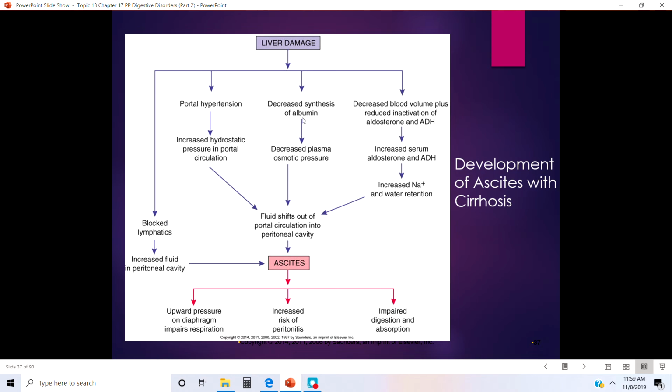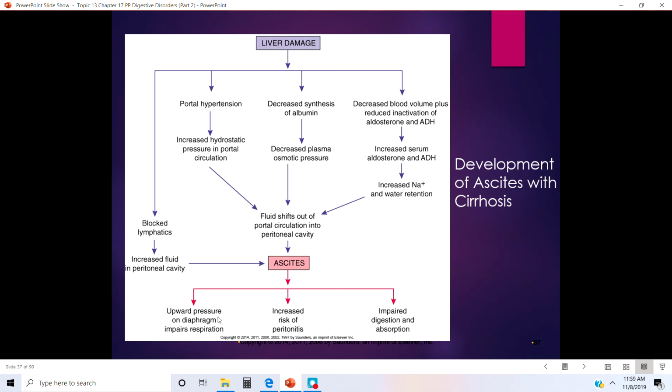Okay, so we have four distinct reasons for the ascites: the blocked lymphatics, the portal hypertension, the liver not making albumin, right? And by not having albumin, we don't keep water in the bloodstream, it goes into the abdominal cavity. And then by not inactivating the aldosterone and the antidiuretic hormone, that will cause water retention.